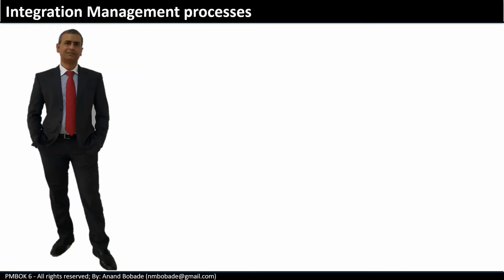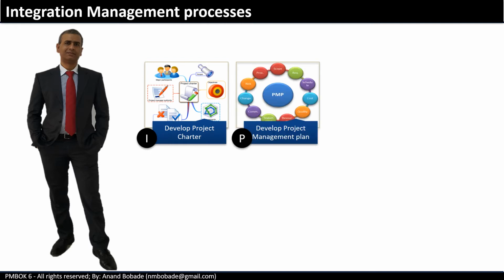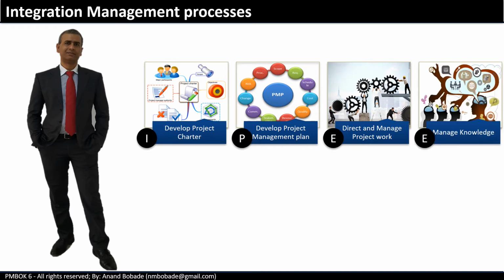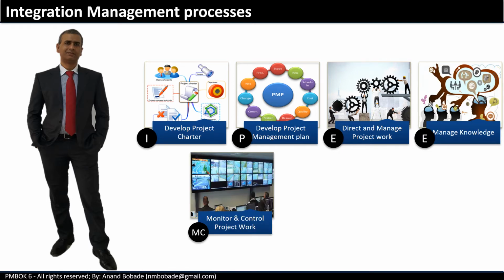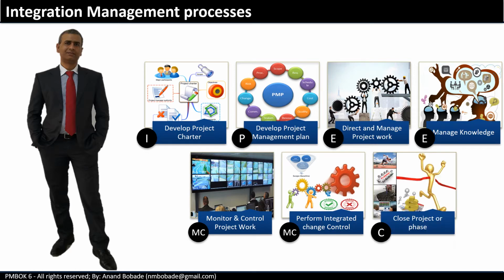Before getting into detail, let's take a quick look at the 7 processes. Starting with develop project charter, develop project management plan, direct and manage project work process, manage knowledge. We are going to learn the monitor and control project work process, and after this we still have 2 more processes. Those are perform integrated change control process and finally close project or phase process.